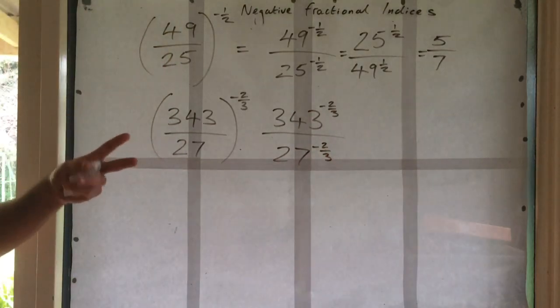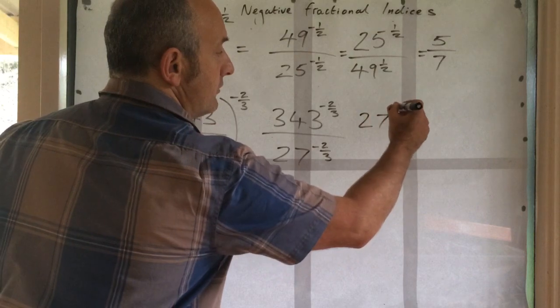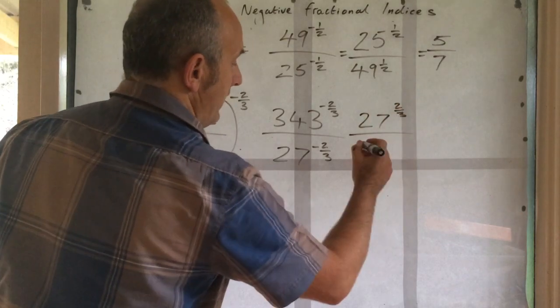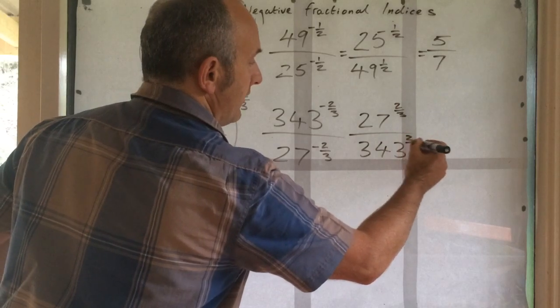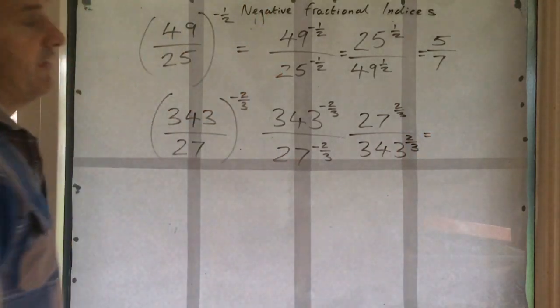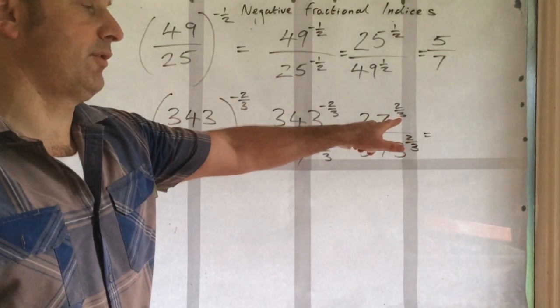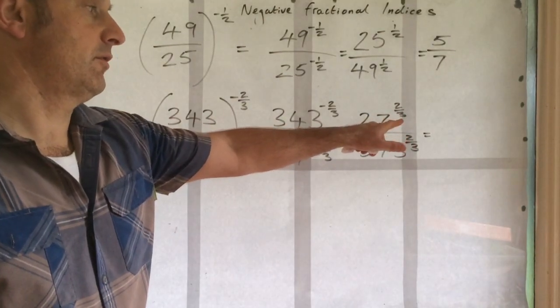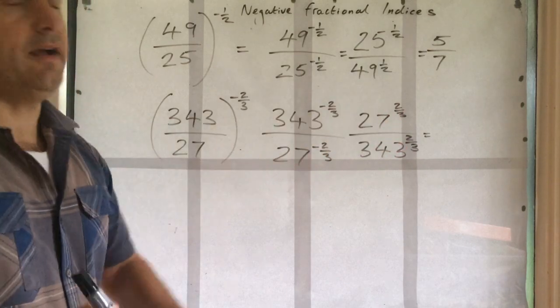Now let's swap them around so we've got positive indices. So we've got 27 to the 2/3 over 343 to the 2/3. So now we think, what is the cube root of 27? The cube root of 27 is 3, and then we square it and we get 9.